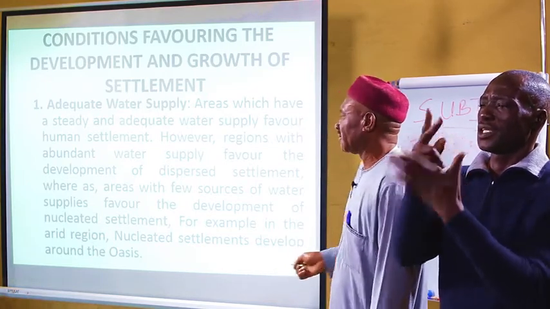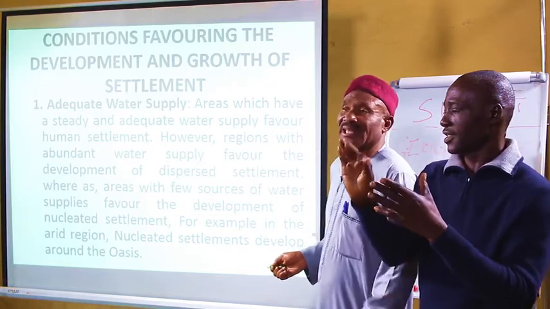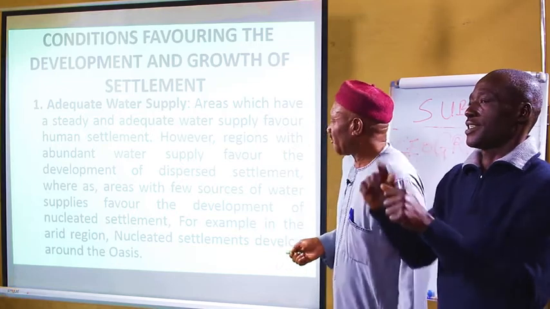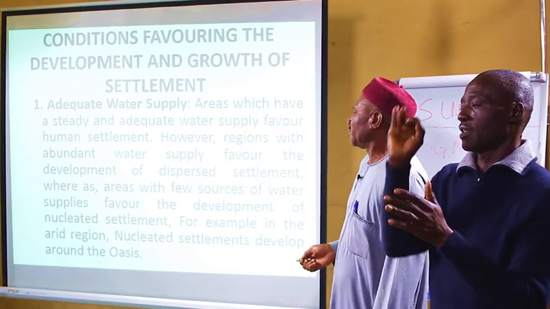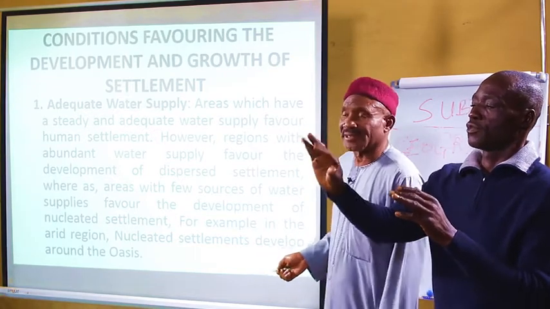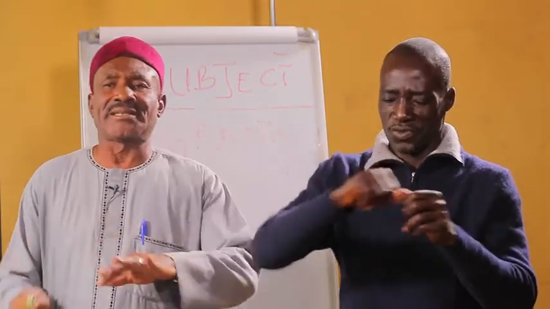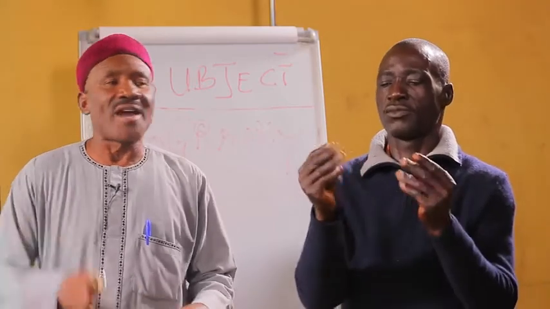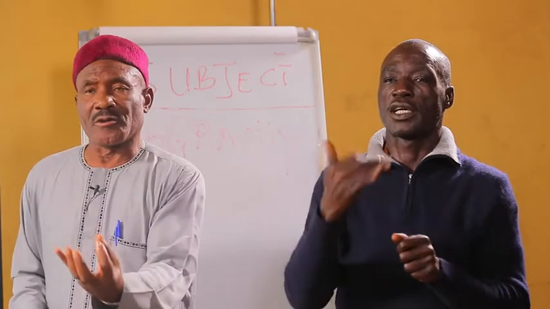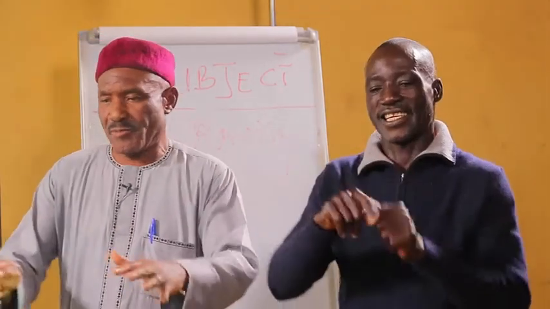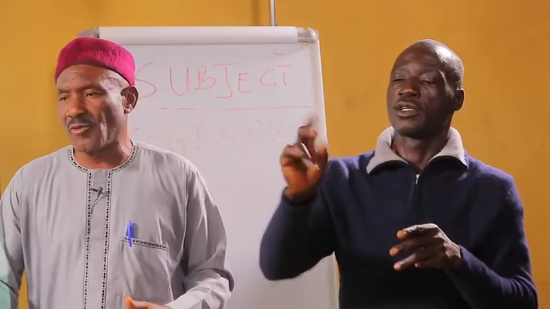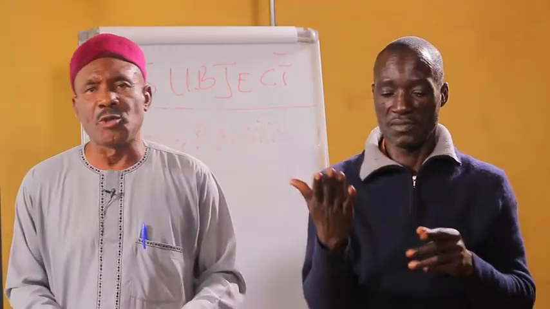For example, in arid regions, that is in desert areas, nucleated settlements develop around the oasis. An oasis is a water source that is very common in the desert area, where you find water springing up from the ground, and people will come around it, just like, for example, Egypt, where you find the White Nile and the Blue Nile.